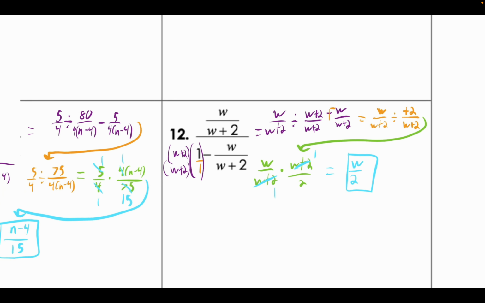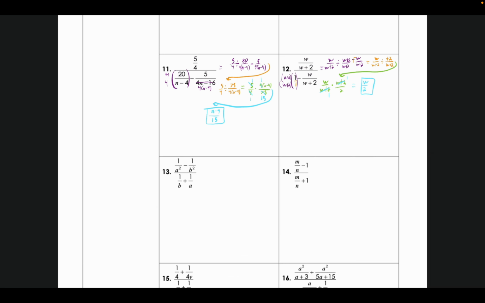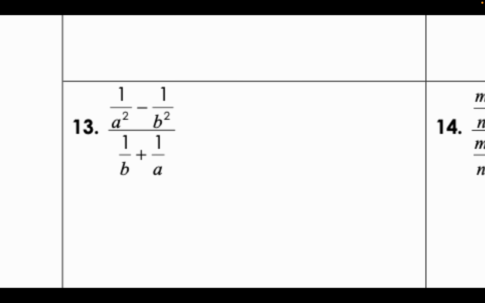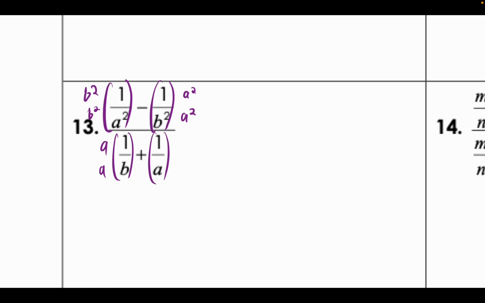Number 13. Here, I have to get common denominators in my numerator and my denominator. My numerator will have the common denominator of a squared b squared, so I have to multiply the top and bottom by b squared on the left fraction and the top and bottom by a squared on the right fraction. The bottom fraction will be AB as a common denominator. So the left fraction gets multiplied by A over A, and the right fraction gets multiplied by B over B.